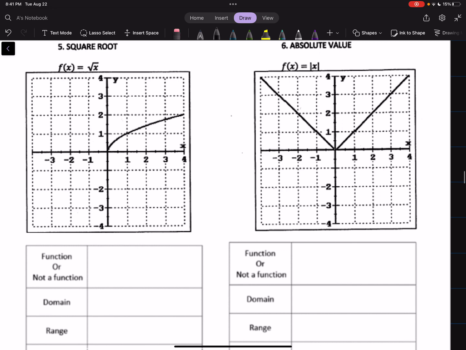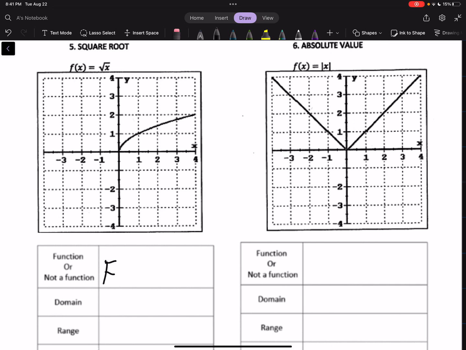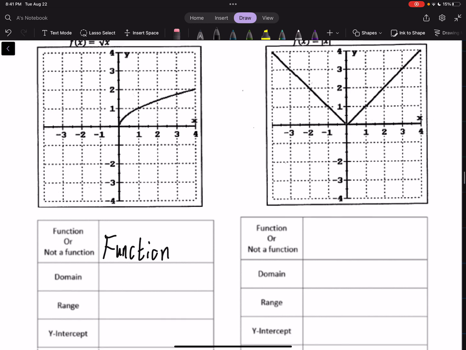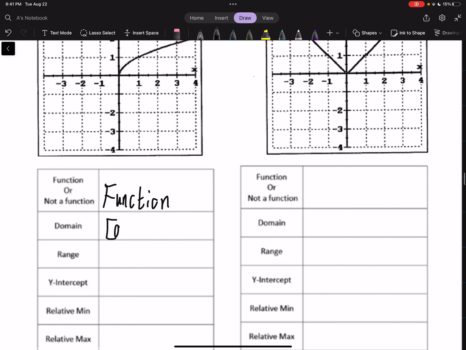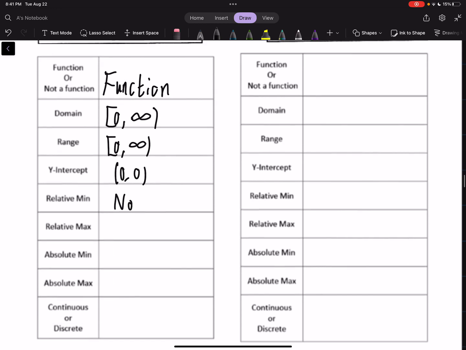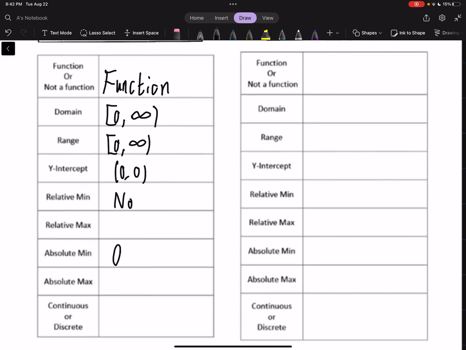Square root. It is a function. The domain is from 0 inclusively to infinity. Likewise for the range. Your y-intercept is at 0, 0. Relative minimum is none. Remember, relative minimum is only when there's a turning point. This function does not have a turning point. It is just starting at the lowest point. So the absolute minimum is 0.